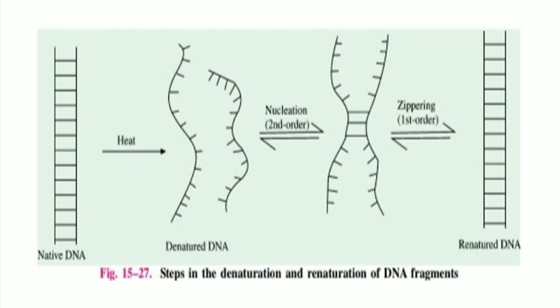These are the steps in the denaturation and renaturation of DNA. To the native DNA, heat is applied. It gets denatured into two single-stranded DNAs. By cooling these strands, it forms renatured. That means it forms again double-stranded DNA.